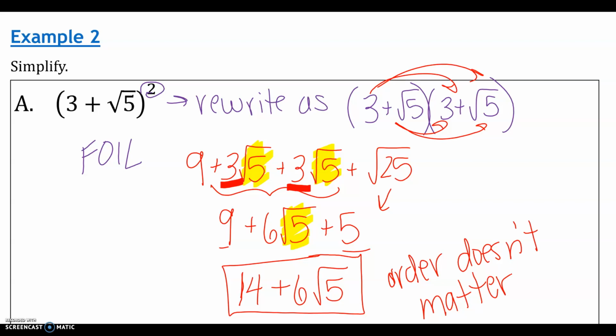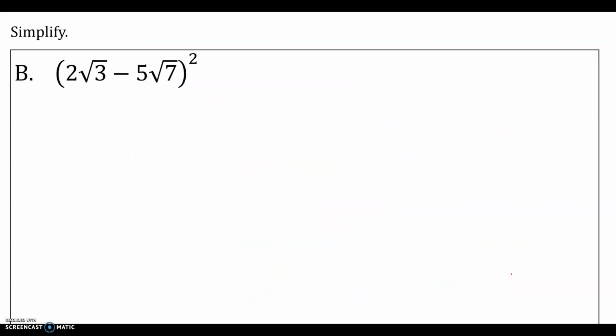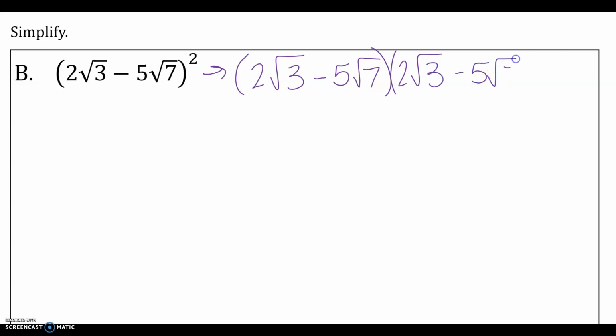Let's do another one. So this one's a little bit more complicated. Same idea. We're going to rewrite it twice. And also, as you can see, this one is going to have a lot of radicals in it. So it's going to get slightly confusing. So let's see here. We do this times this. So you got 2 and 2, which makes 4. Got radical 3 times radical 3, which makes radical 9. We'll simplify this when we're done.